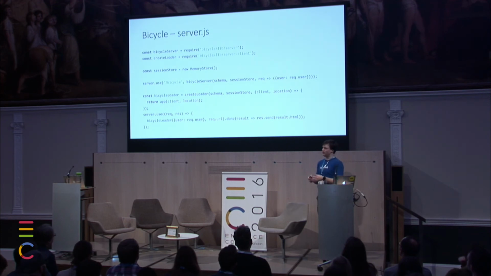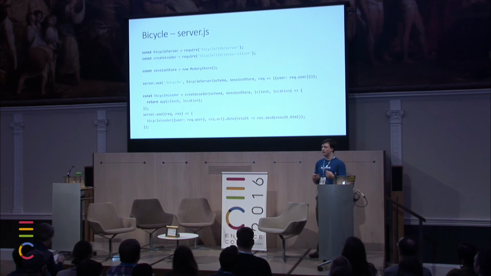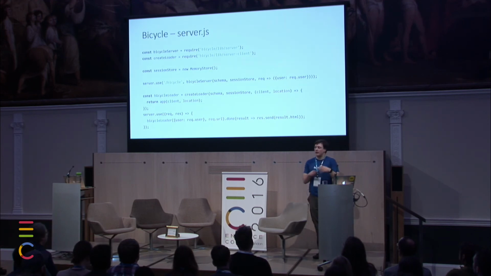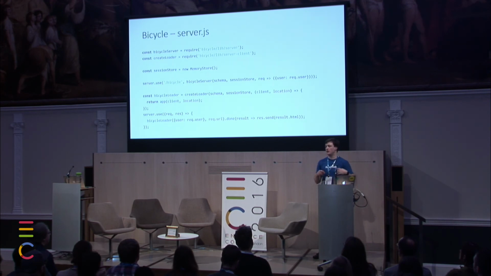This also has support for rendering on the server side. So what we've done here is created a Bicycle loader, and the Bicycle loader takes the schema, the session store, again, and a function which, given a client, renders the application. So here we've taken a client and a location. We call our app function to render the application with that client and location. So then when a new request comes in, we call the Bicycle loader with the context for that request, with the location for that request. And eventually it will return to us a fully rendered string of HTML.